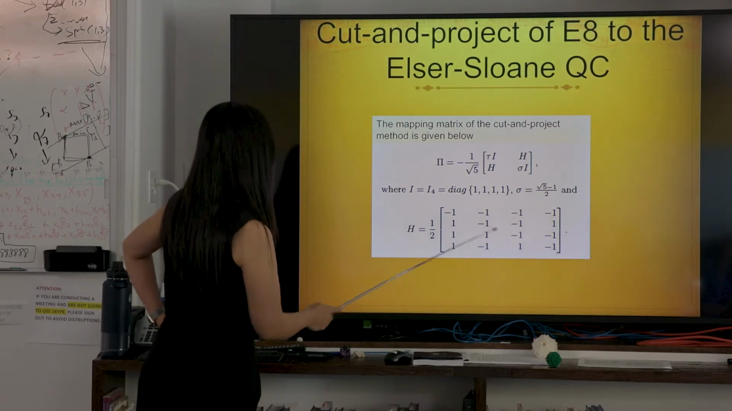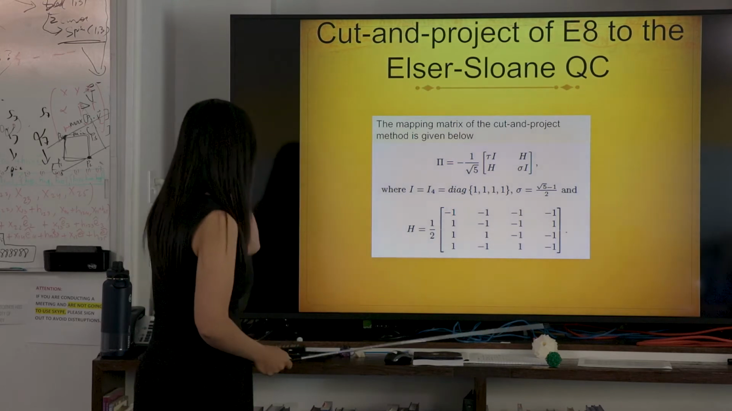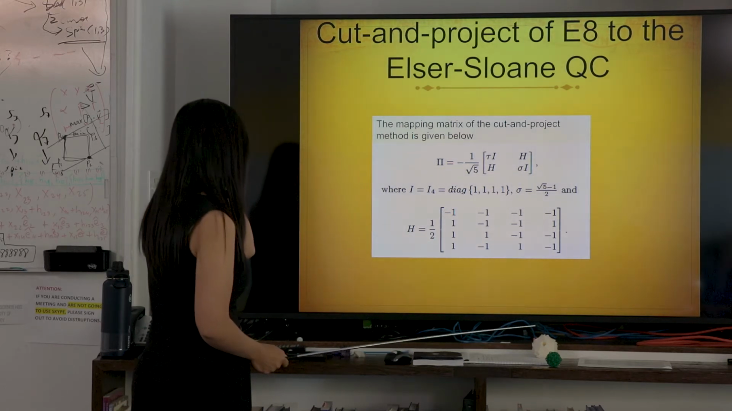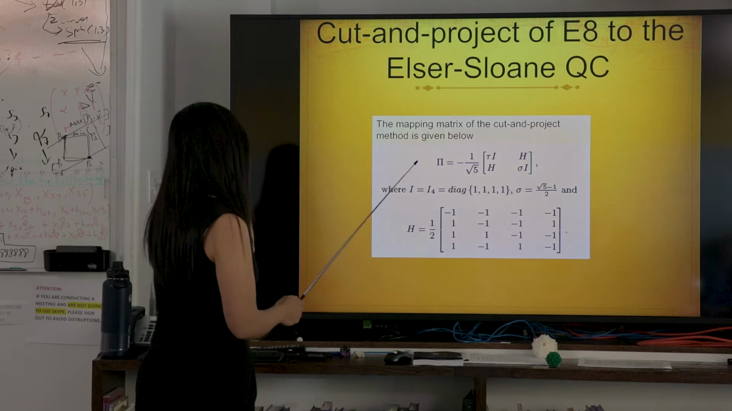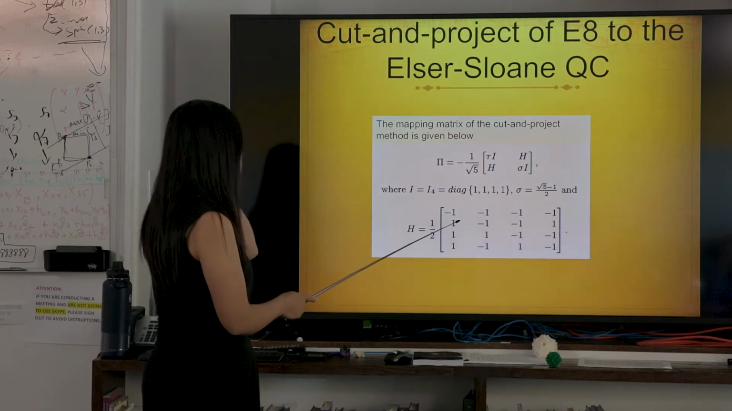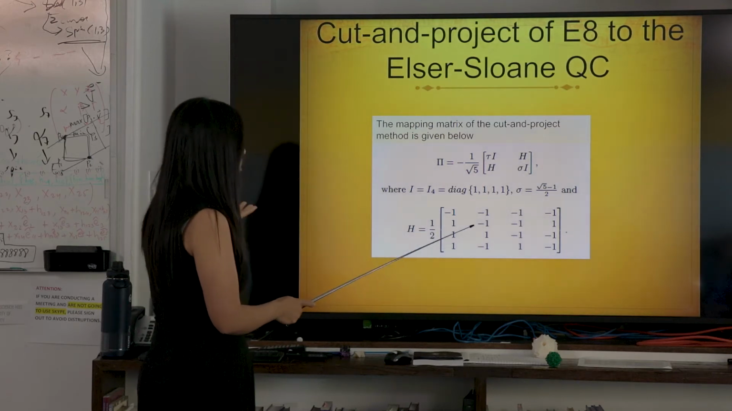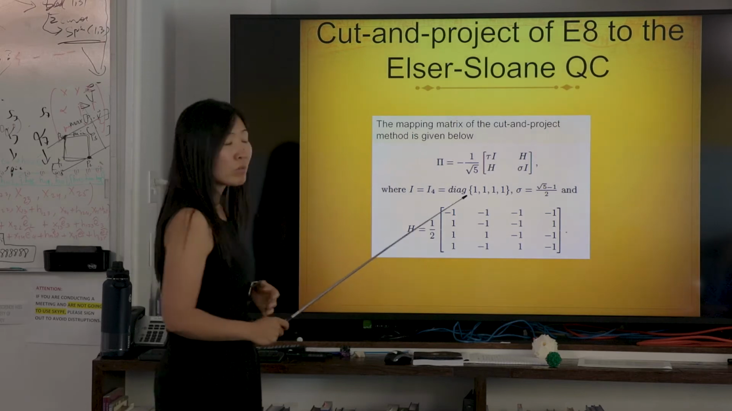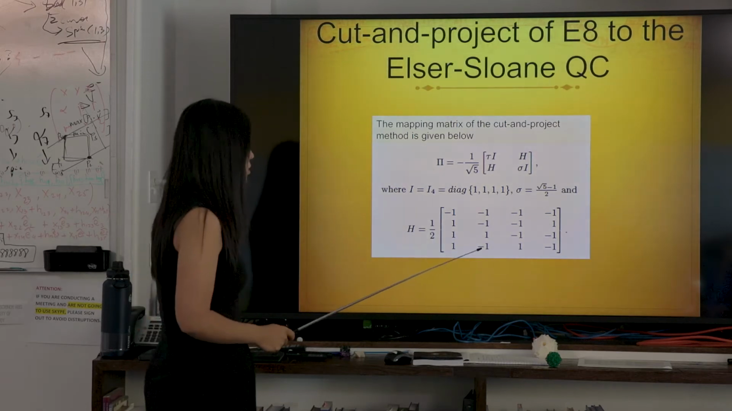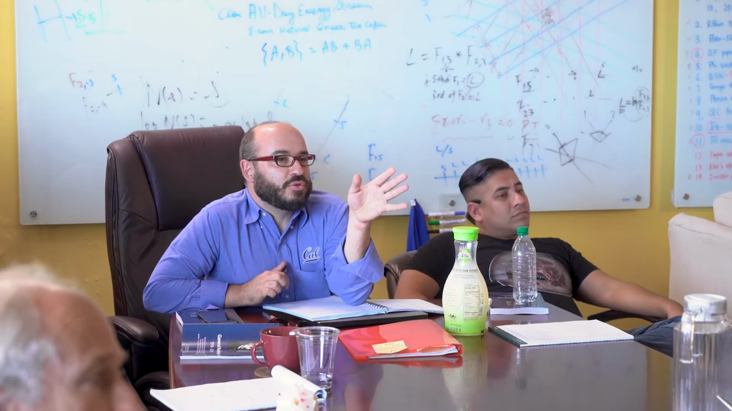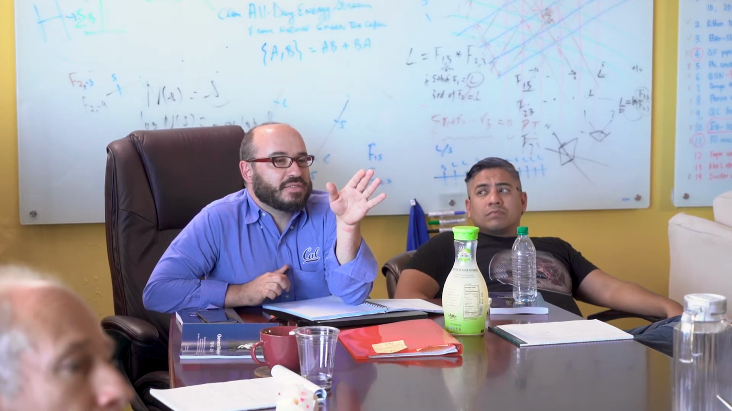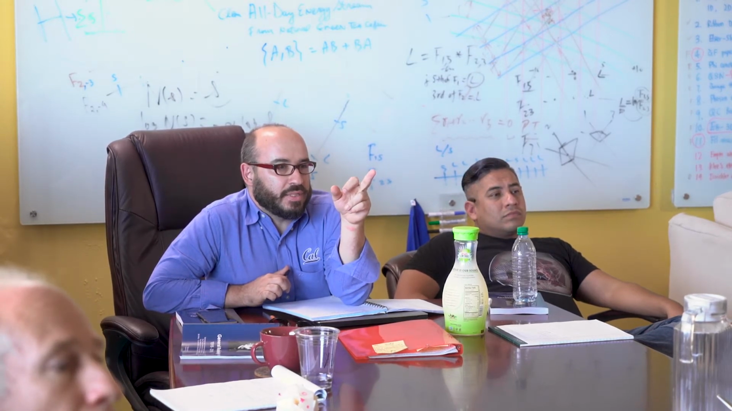Right? Yeah. So how do you find it? I don't know. For the direct cut and project method, it is explained in Elser-Sloane's paper, which I should give a quote here. Yeah, I'm asking it to you because it's amazingly similar to pi.